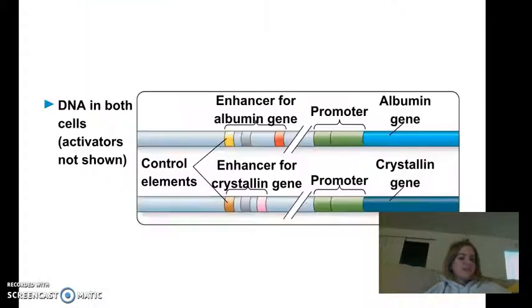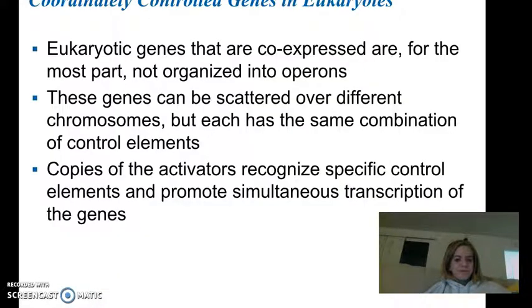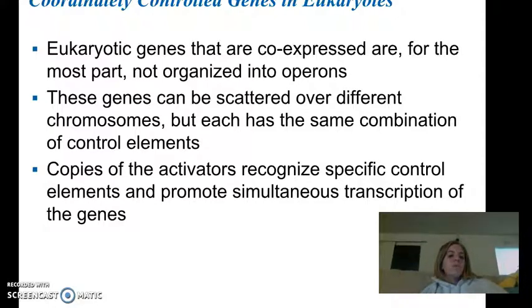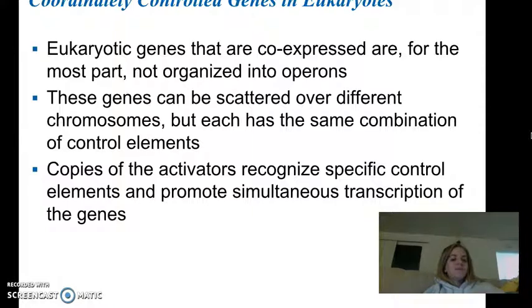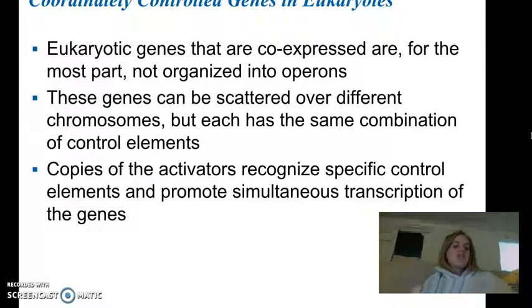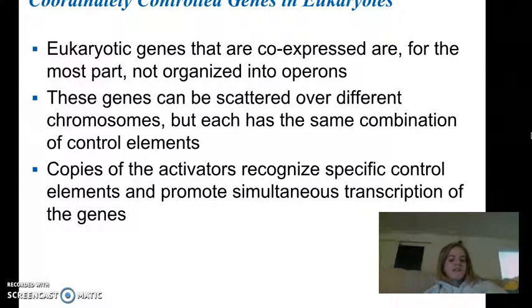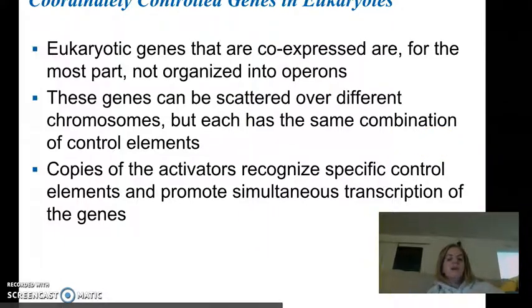And these genes typically get expressed together. But what's very interesting about eukaryotic genes is they are not organized into operons as a group the way bacterial genes are. Genes that want to be co-expressed, like expressed at the same time in eukaryotes, could even be on different chromosomes, but they have the same combination of control elements. So the different activator proteins can recognize these specific control elements regardless of what chromosome they're on and actually promote simultaneous transcription of the genes.